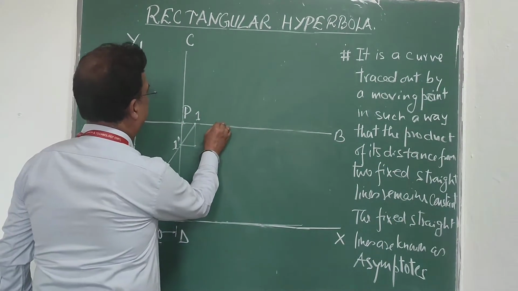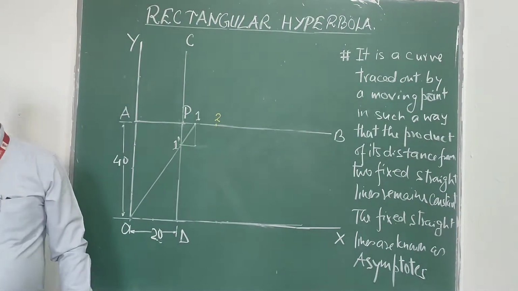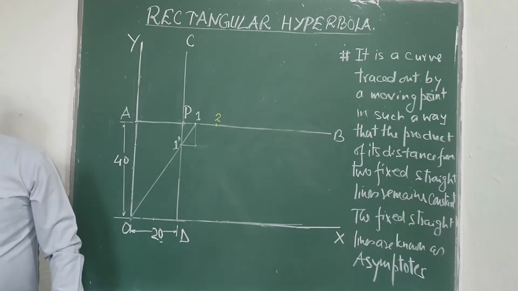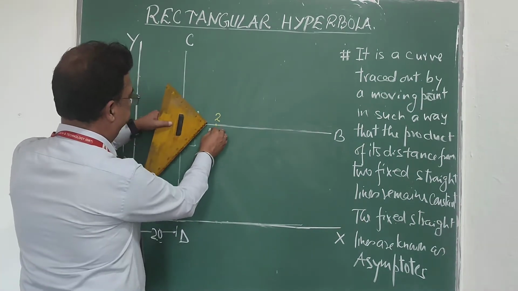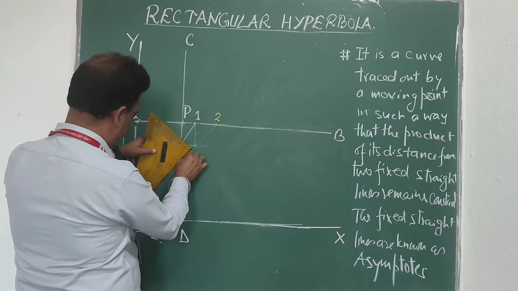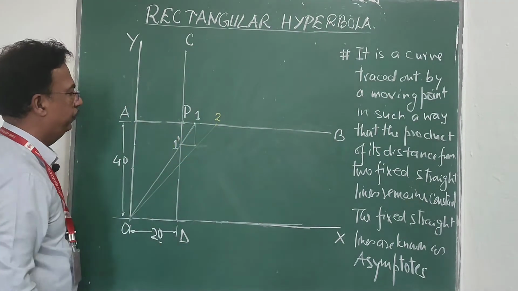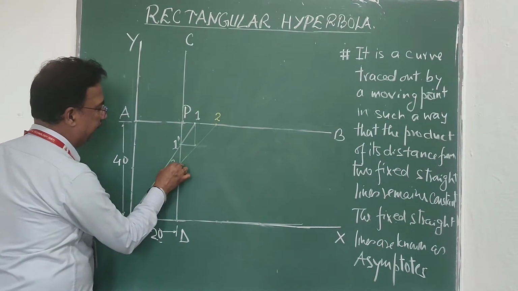Next time I will move further and mark another point. Suppose the point will be 2. Now this time I have increased the distance. Suppose this time I have taken a distance of 10 mm. After that, join this point again with O, where it is going to cut this line, name that point 2 dash.